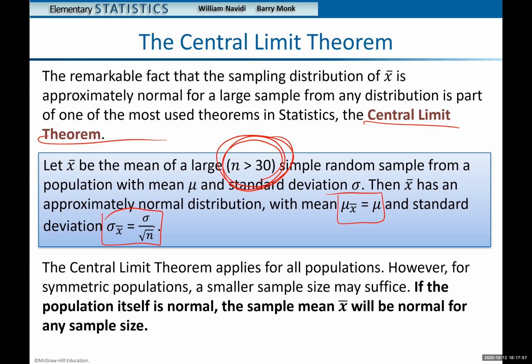So the central limit theorem applies for all populations. However, for symmetric populations, a smaller sample size may suffice. If the population itself is normal, the sample mean will be normal for any sample size. So meaning, even if the sample size is less than 30, but it is stated in the problem that the population is normal, then you will be able to use the central limit theorem. Otherwise, you have to make sure that the sample size is at least 30.